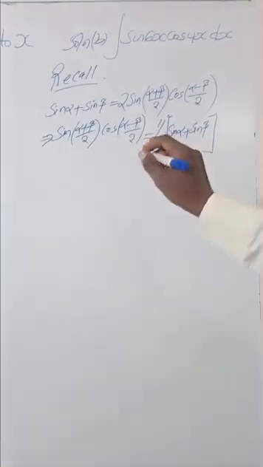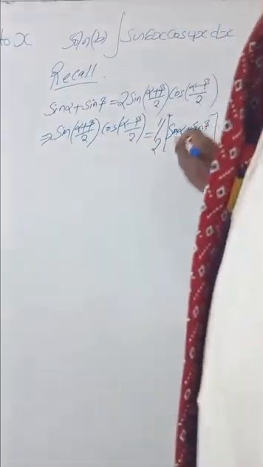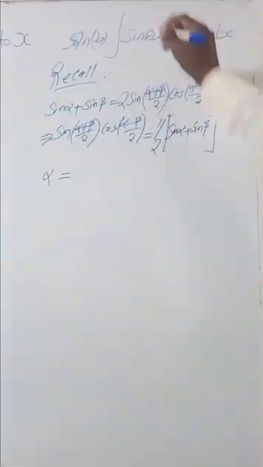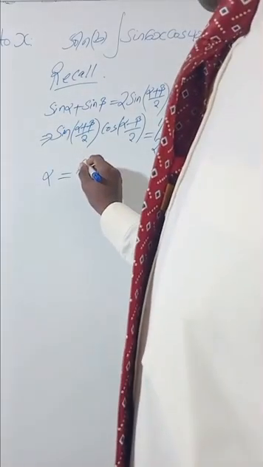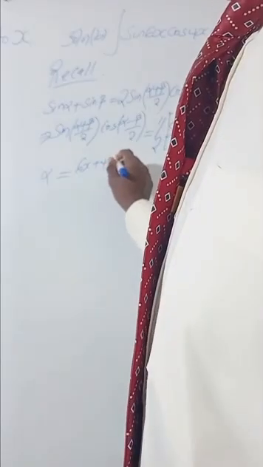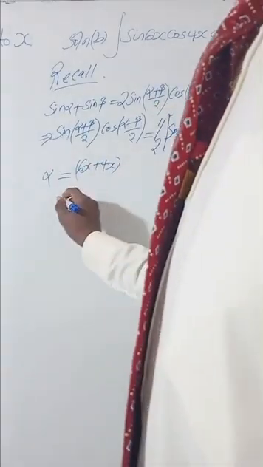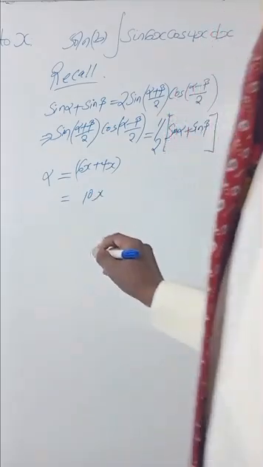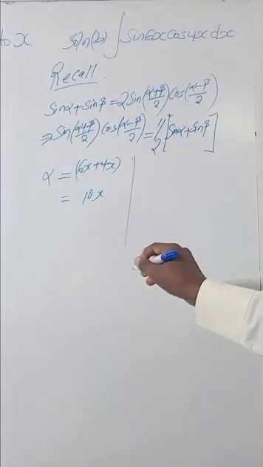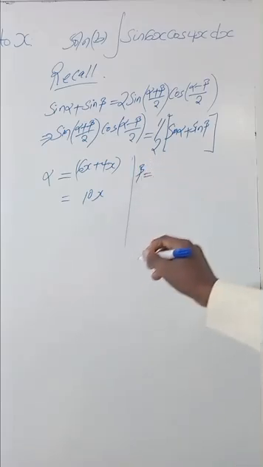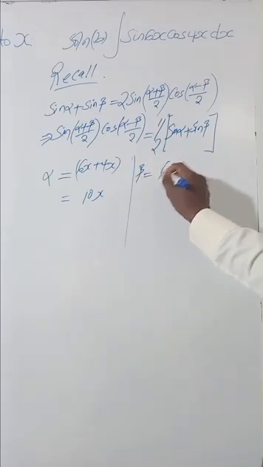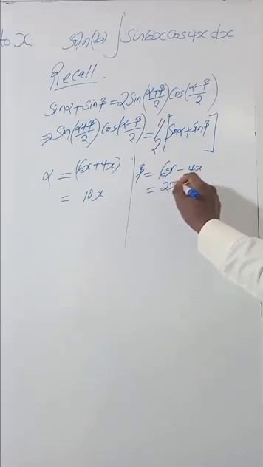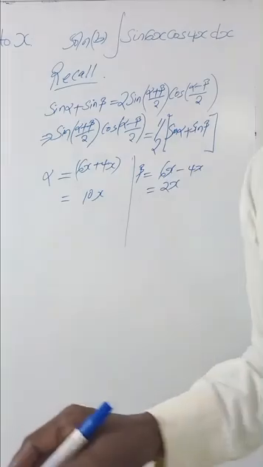So this tells us that our alpha, if you compare, will be equal to 6x plus 4x. You simply add the two, which gives us 10x. Similarly, our beta will be equal to 6x minus 4x, which gives us 2x.